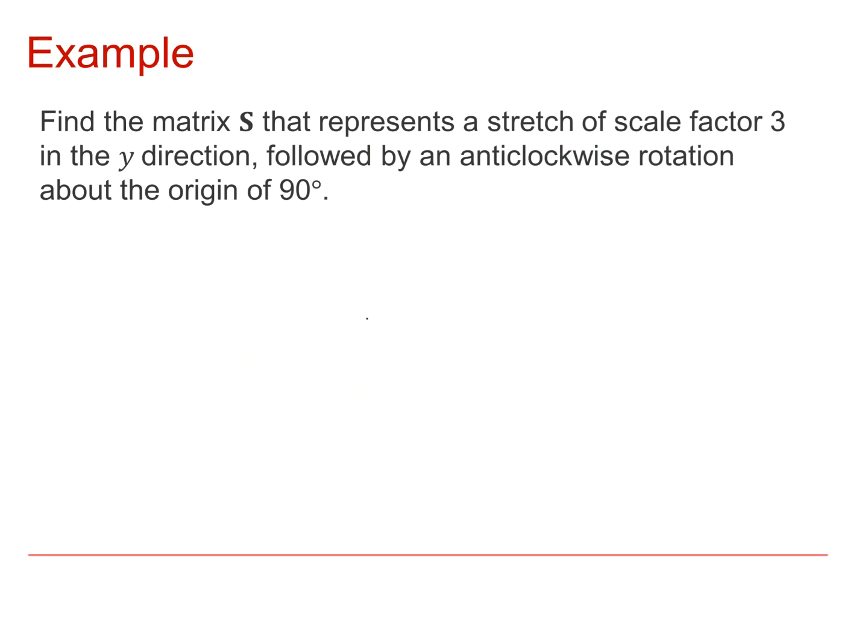We want the matrix that represents a stretch of scale factor 3 in the y direction, followed by an anticlockwise rotation about the origin of 90 degrees. The stretch is easy to remember, and you'll soon get the hang of this. For the rotation, it's one of those matrices made up of zeros, ones and minus ones, and it helps to be able to work these out to double check what you've remembered. The point (1, 0) is going to get mapped to the point (0, 1). So that means that the first column of my matrix is (0, 1). The point (0, 1) will get mapped to the point (-1, 0). So that gives me the second column of my rotation matrix.